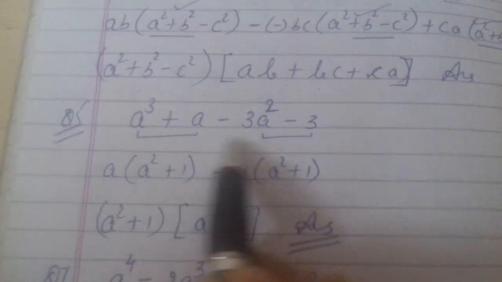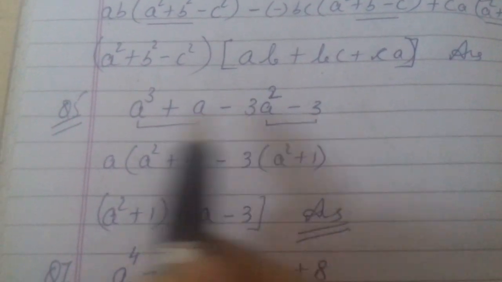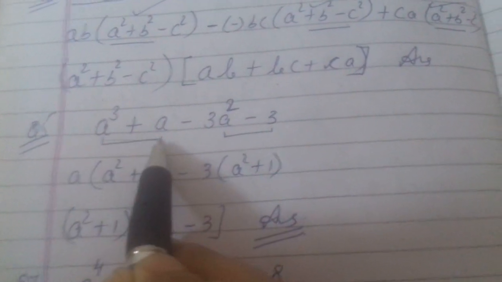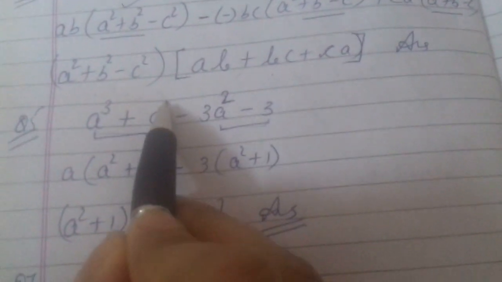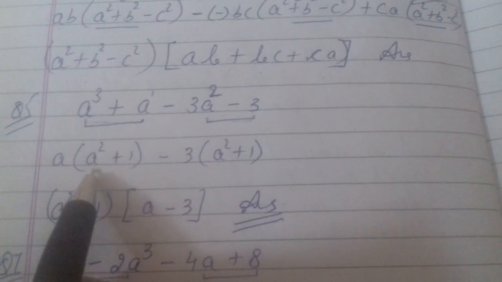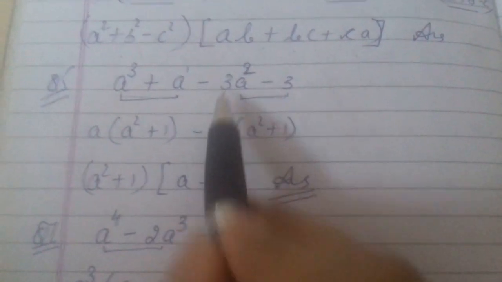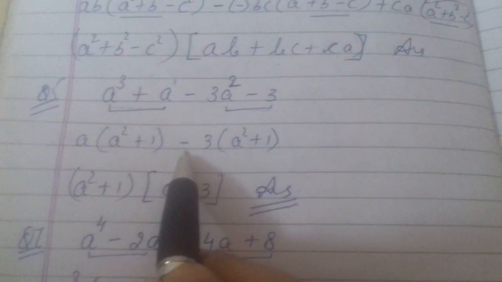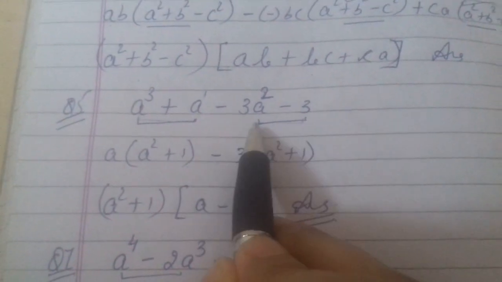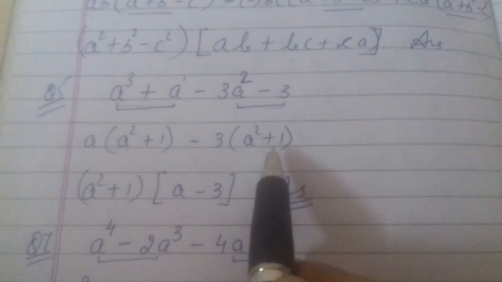Next question. This is the statement. We have to make pairs here. Look here children, I made pairs of these two terms. Here what is common? Smallest power is a power 1. A is common. Inside you are left with a square plus 1. And here minus as well as 3 is common. Children, you have taken minus common. Now both the signs will change. 3 is taken out, a square plus 1.